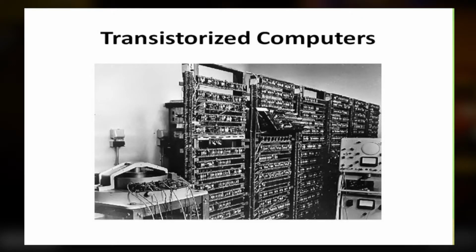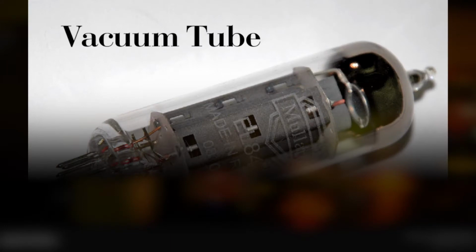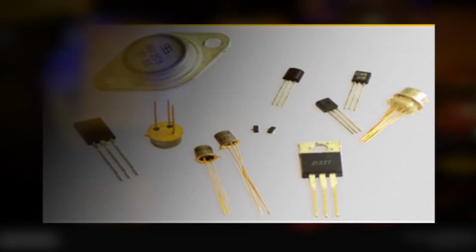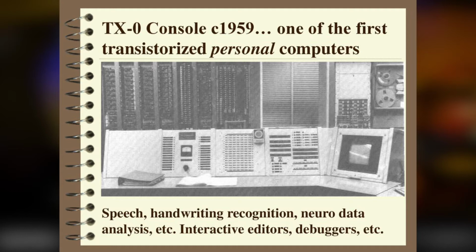This was the generation of transistorized computers. Vacuum tubes were being replaced by transistors. As a result, the size of the machines started shrinking. The computers were smaller, faster, more reliable and more energy efficient. The first transistorized computer was TX0.